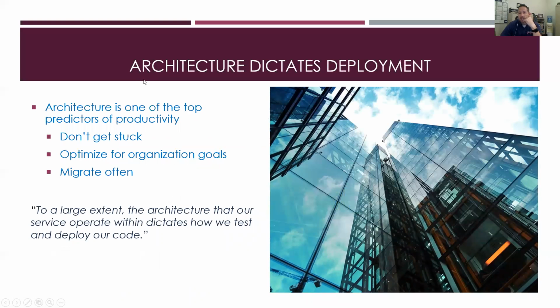So basically, to sum up the chapter, we have a conclusion slide here, but the architecture dictates deployment. So your architecture is one of the top predictors of productivity. And I like this quote from the book. It says, to a large extent, the architecture that our services operate within dictates how we test and how we deploy our code. And so you start to realize that you really want to avoid getting stuck. You've got to optimize for your organizational goals, and don't be afraid to migrate often.